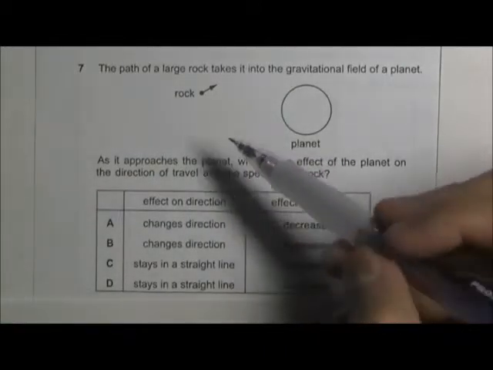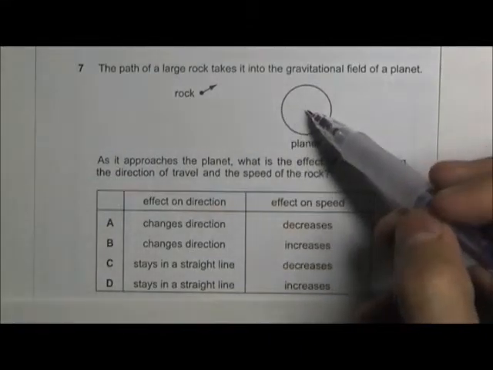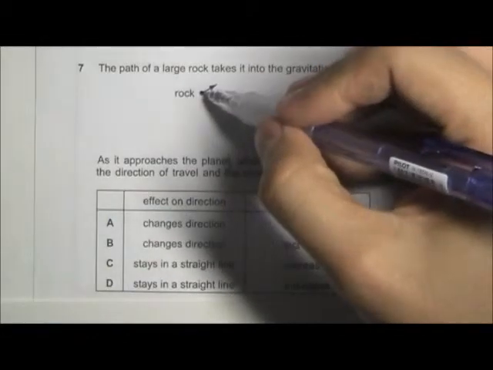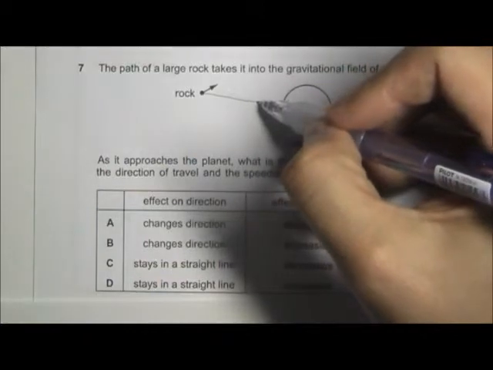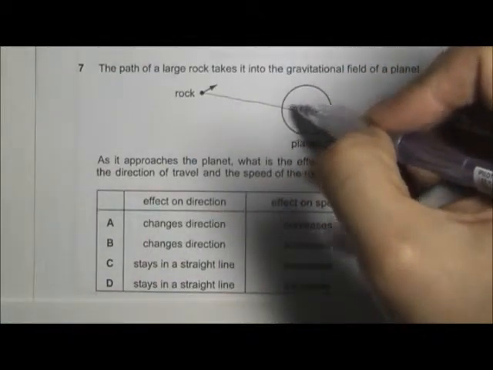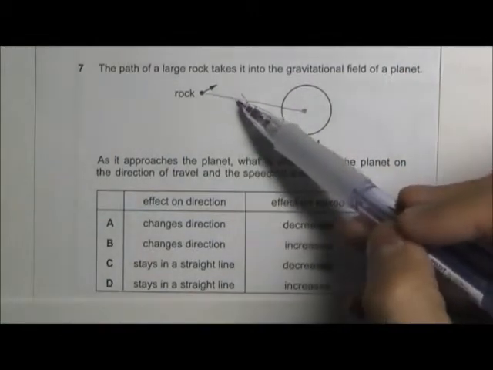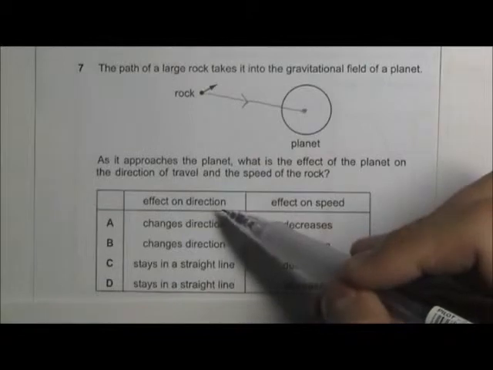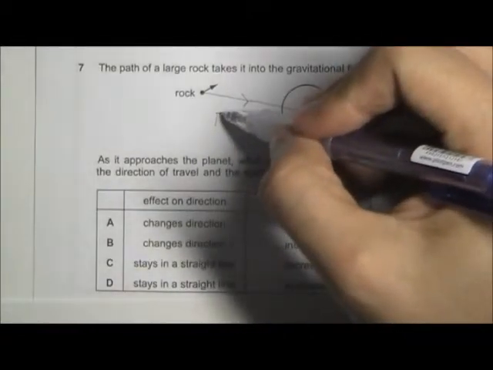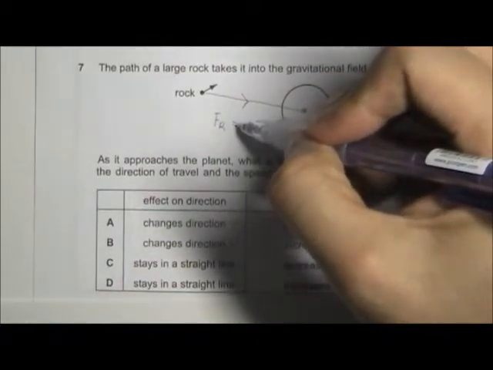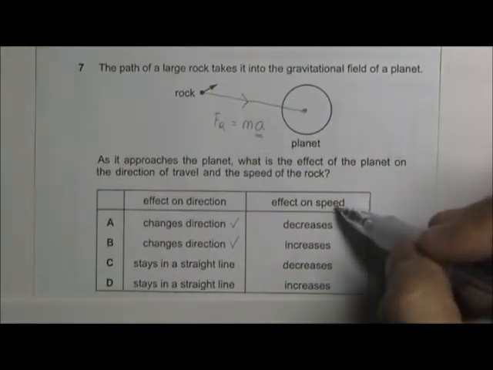Okay, we can see that there's a rock that is moving at a distance away from a planet. So the rock will be subjected to a gravitational force that is directed to the center of the planet. So because the rock is pulled by the gravitational force, there will be a change in the direction. And since there is a resultant force on the rock, and resultant force is equal to ma, it's going to cause an acceleration, so it causes the speed to increase.